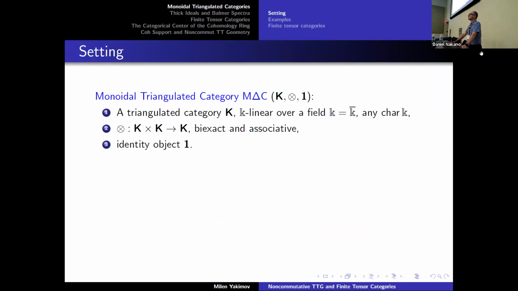So the setting of the talk will be monoidal triangulated categories. And luckily, we already saw several very interesting examples of these categories today. So first of all, these are triangulated categories. They are over an algebraically closed field K, with no assumptions on the characteristic of the field. We have a tensor product, which is assumed to be bi-exact and associative, and we have an identity object 1.